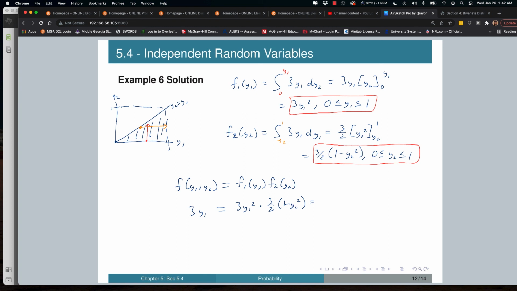You can clean this one up a little bit if you want, but you can also leave it be, because when multiplying this out, it's not going to give you anything grandiose here. But that could be simplified to 9 halves y sub 1 squared times 1 minus y sub 2 squared. There's no way that's going to multiply out, so these do not equal each other. Thus, y sub 1 and y sub 2 are dependent.